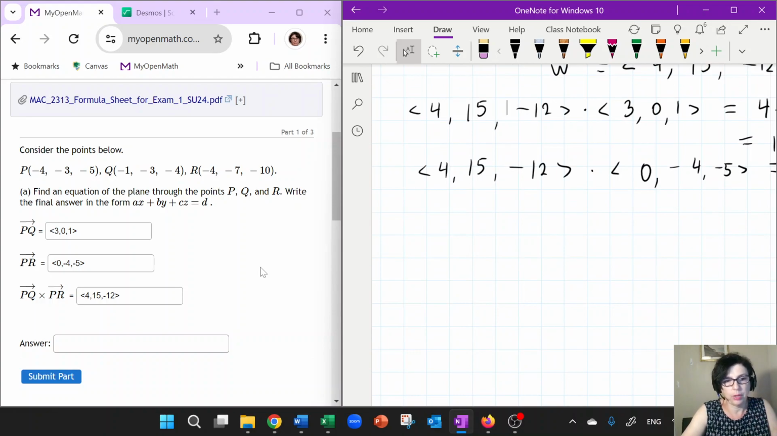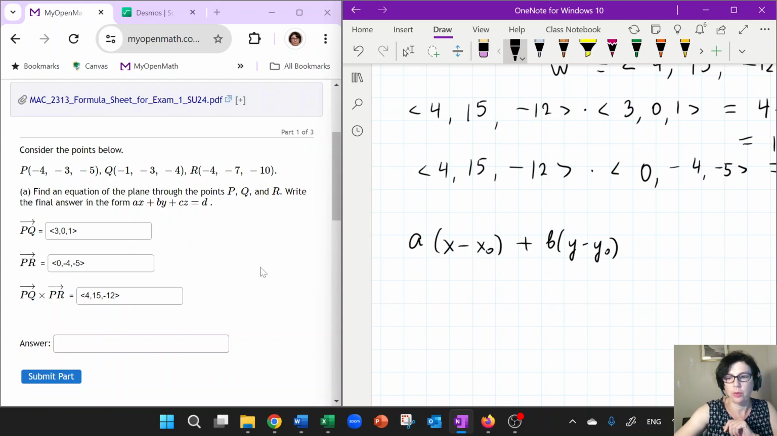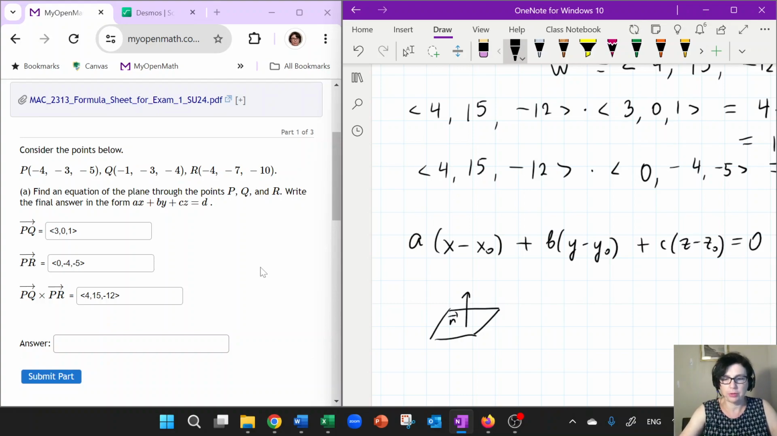All right, but that's not the final answer, because what I wanted the cross product for is I wanted to write down the equation of a plane. So for the equation of a plane, I need the following. The formula looks like this: a times x minus x0 plus b times y minus y0 plus c times z minus z0 equals 0. So what is ABC? ABC are the components of a vector normal to the plane. So it's perpendicular to the plane. So if you think of this as a plane, vector n would go perpendicular to any vector that lies in this plane. And that is the cross product. So A in my case is 4, B is 15, and C is -12.